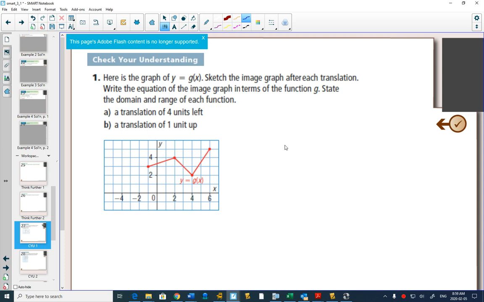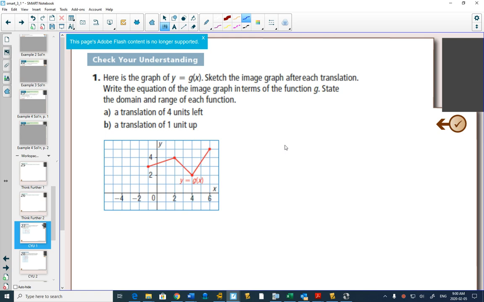up, and down. So this one says, sketch the image of the graph after each translation. Write the equation of the image in terms of the function g, and state the domain and range. Okay? So sometimes we have to be careful when we read a question. I don't know if you ever do this when you're doing a math question. You start reading, you hear sketch, and you're like, okay, I'm going to start sketching.